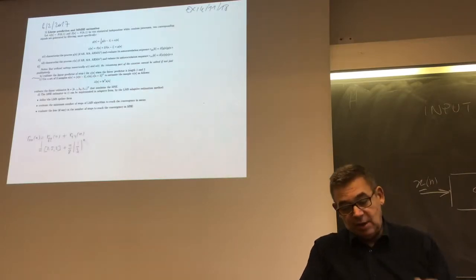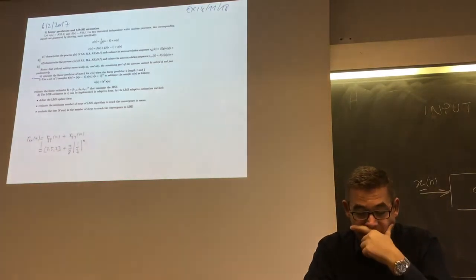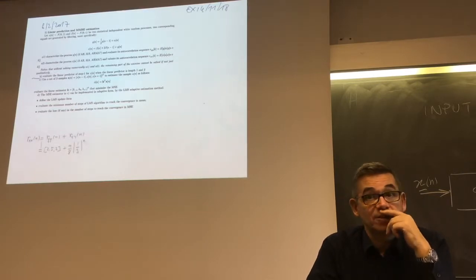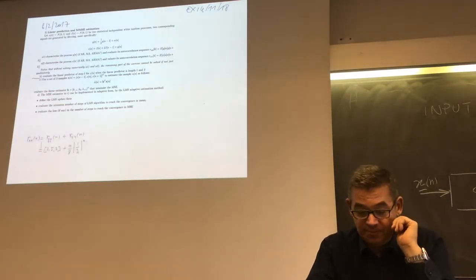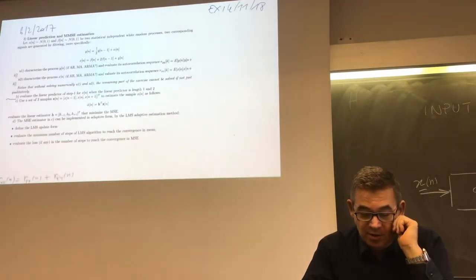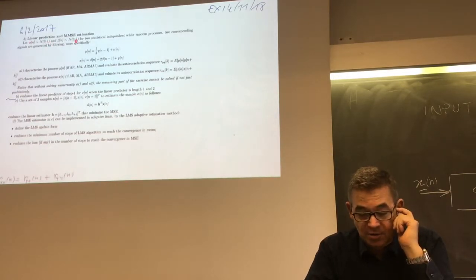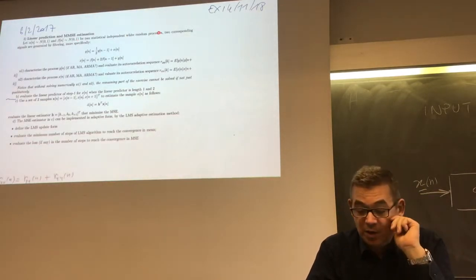So let's start with the exercise. This is taken from 6 February 2017, so it's almost 2 years ago. Let's read the text together. We have two processes, alpha is normal, beta is normal, two statistically independent white random processes. The two corresponding signals are generated by filtering, more specifically.